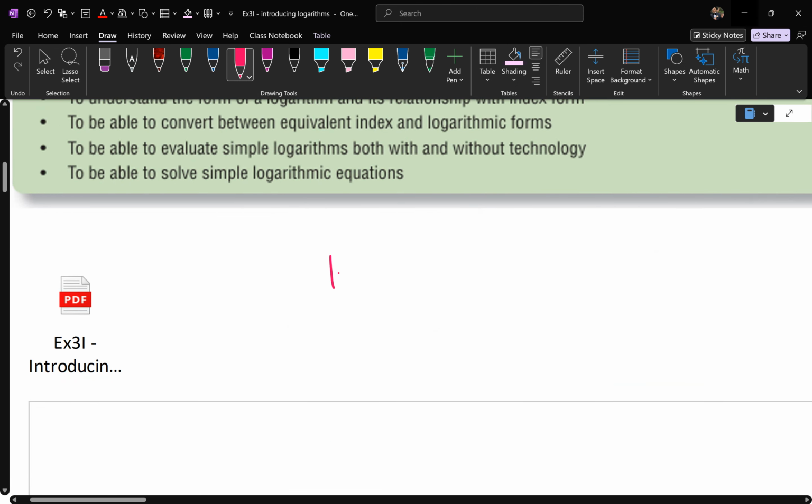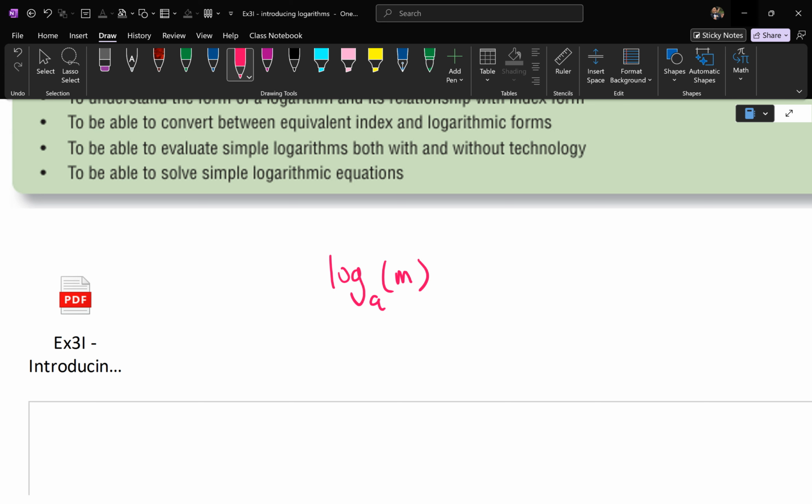The rule is, if you've got a log A of M, so something that you can't work out because of the base, this is called a change of base formula. You can then do the log B, which is base whatever base you want, of M divided by log B of A.